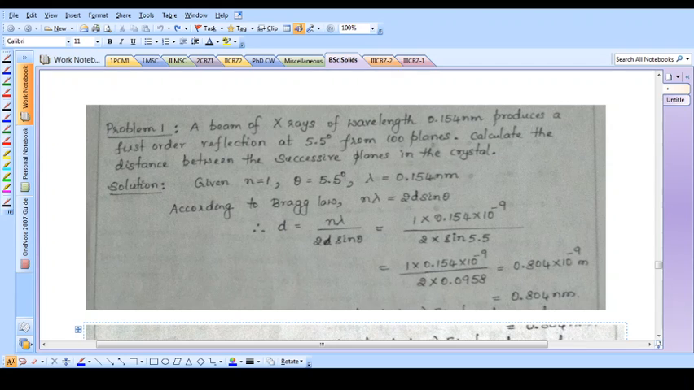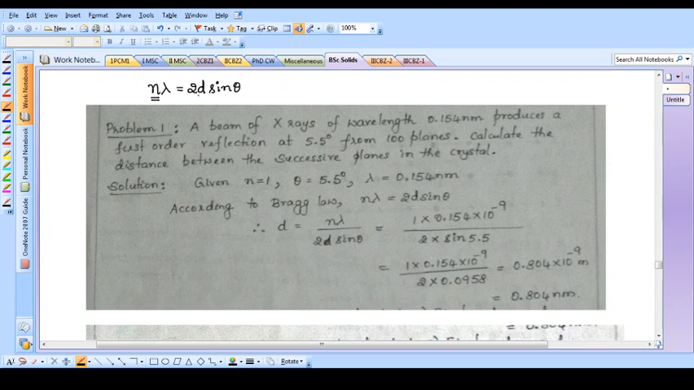Today we will discuss some numerical problems on Bragg's law. In the previous video, we had discussed the derivation of Bragg's law, which is n λ = 2 d sin θ, where n, an integer, is called the order of reflection. Lambda is the wavelength of X-ray used in the diffraction experiment.